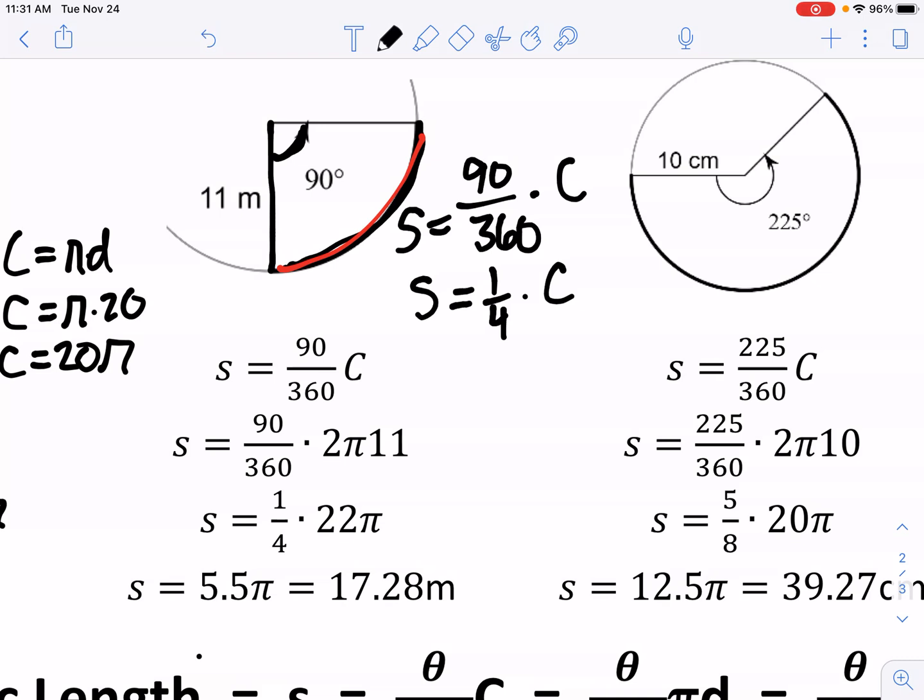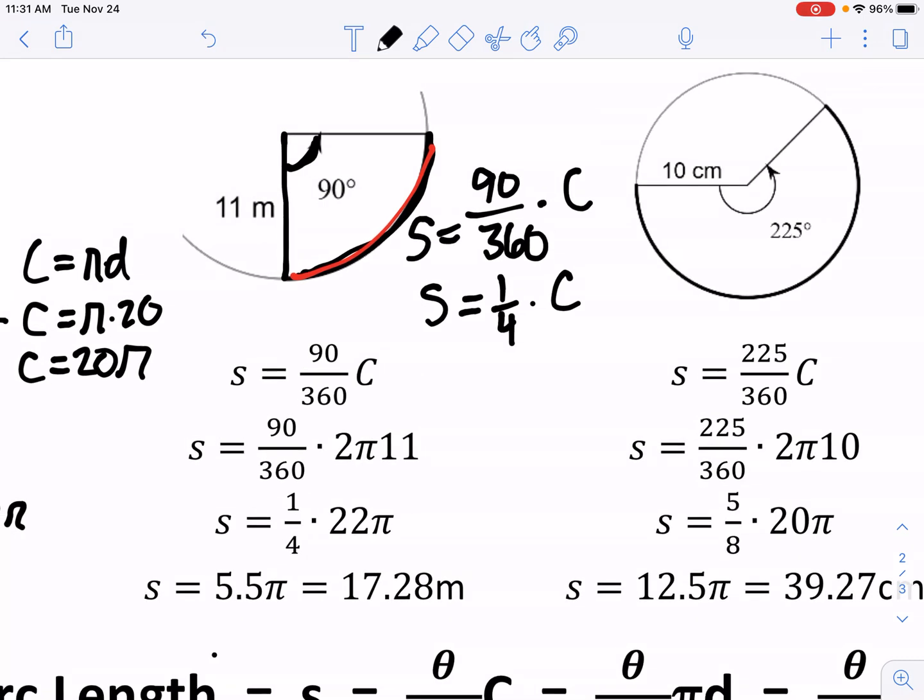Okay, so setting that up, we'd have our arc length is 90 over 360 times our circumference. Well, our circumference is going to be, in this case, do they give us a diameter or do they give us a radius? They give us a radius, so it'd be 2 pi r. Well, in our case, our r is 11. Okay, so setting up our equation, it'd be S equals 90 over 360 times 2 pi r, 2 pi 11. Okay, because our radius is given to be 11.